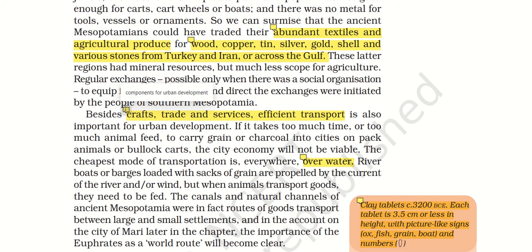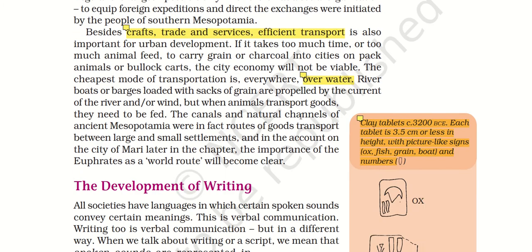Now, what were the components for urban development which were present in Mesopotamia? So they had their crafts, there was trade and services, and an efficient transport system. The cheapest mode of transport is the water transport.